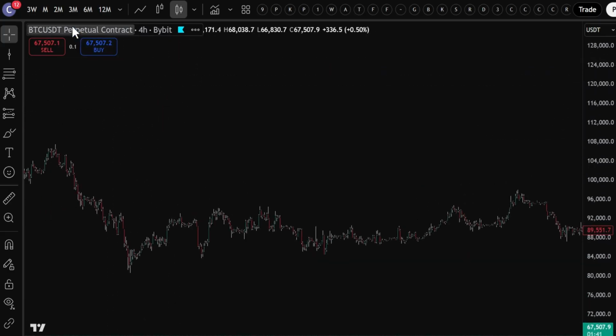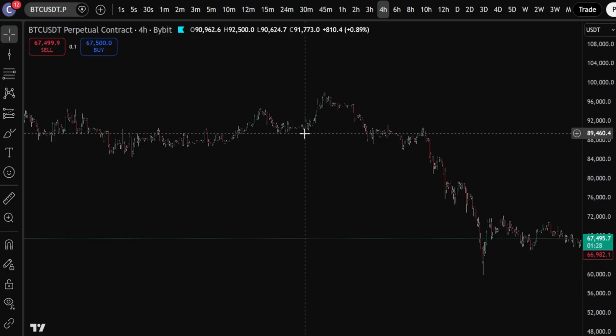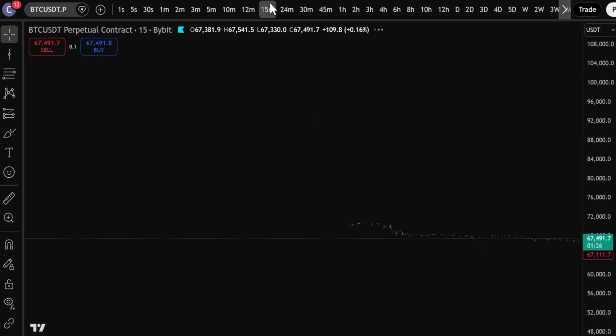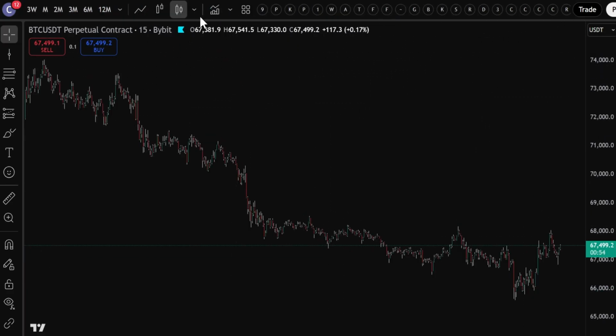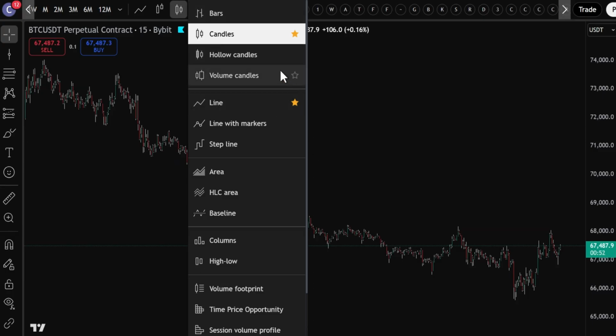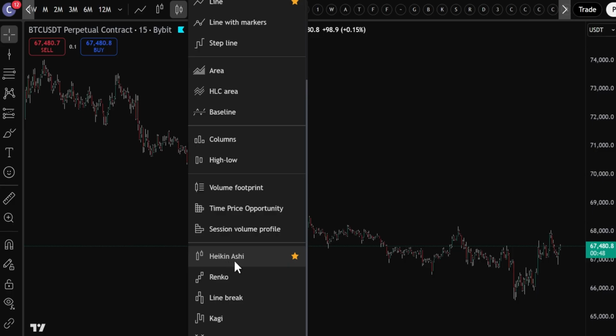Select your trading pair. For this example, I'm using Bitcoin against USDT. Next, select your time frame. I recommend the 15-minute time frame to get the best results with this strategy. Now click on the candle type here and change it from normal Japanese candles to Heiken Ashi candles.